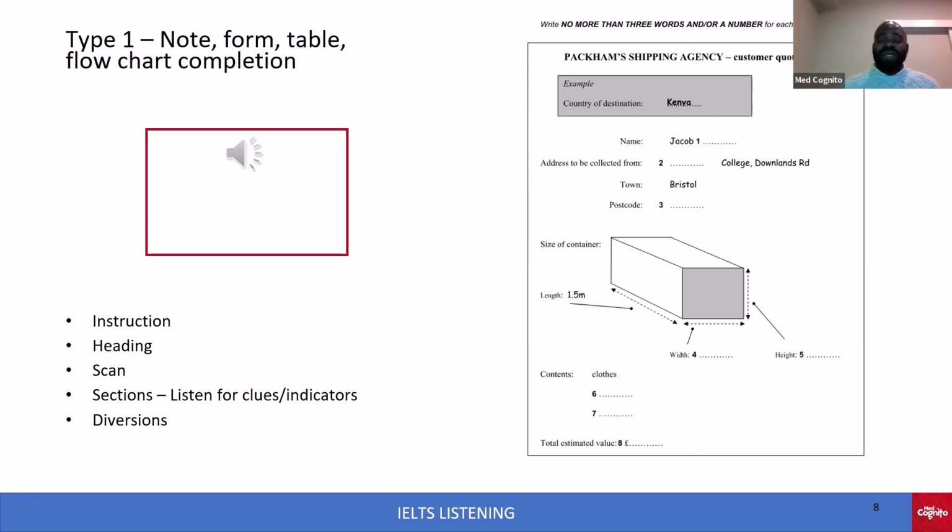For example, in talking about address to be collected from, the speaker may say, where should the items be picked up from? Instead of talking about what are the contents in the box, the speaker may say what items are going into the box. So you should listen for key indicators, clues that will let you know that the speaker is shifting from one section onto the next section. Please pay particular attention to this. And then also listen for what we refer to as diversions. After the audio was played and I've quickly gone through the answers, I would highlight one of such diversions.